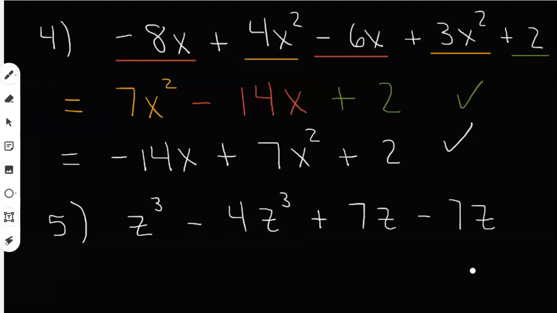Okay, try 5. This time the variable is Z. I like using X, Y, and Z. The first thing you're going to do is write it down, and you're going to underline the 2 like terms that you see first. They have to have the same exponent. Notice how both of these are cubed. So I'm going to underline this and this.